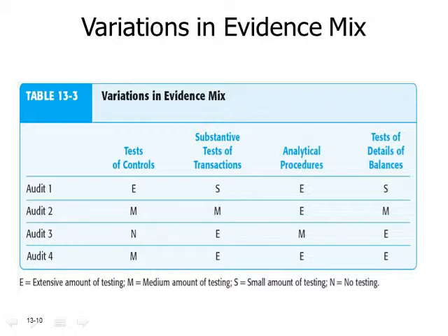In situation 2, we have a medium-sized company with some controls and a few inherent risks. And so there you can see that we do a medium amount of testing of controls, a medium amount of testing of transactions and tests of details, and an extensive amount of testing of analytical procedures. Obviously, if our tests of controls came back such that we had low assurance with respect to the adequacy of controls, we would have to increase our substantive test of transactions and the test of detailed balances.